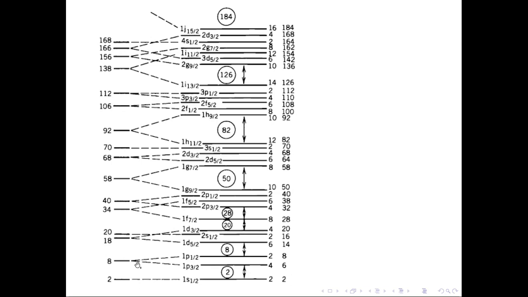For the second level, the 1p level, l is equal to 1. So l plus half and l minus half: 1 plus half gives you j equal to 3 by 2, and j equal to 1 by 2. So what happens? This 1p level, because of the spin orbit interaction, splits up into 2.